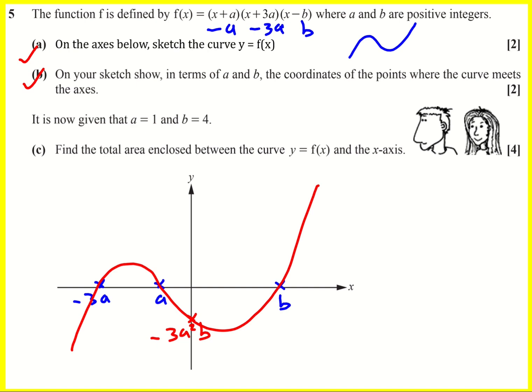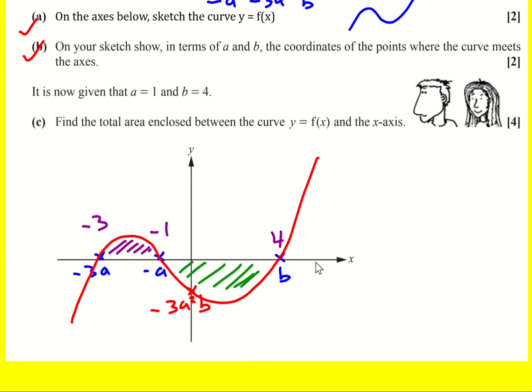We are now told that a is equal to 1 and b is equal to 4. So this is actually minus 3. Hold on, that should have been a minus a there, sorry. This is going to be minus 1, and this is going to be 4. And then we're being asked to work out the enclosed area. So this bit here and this bit here.